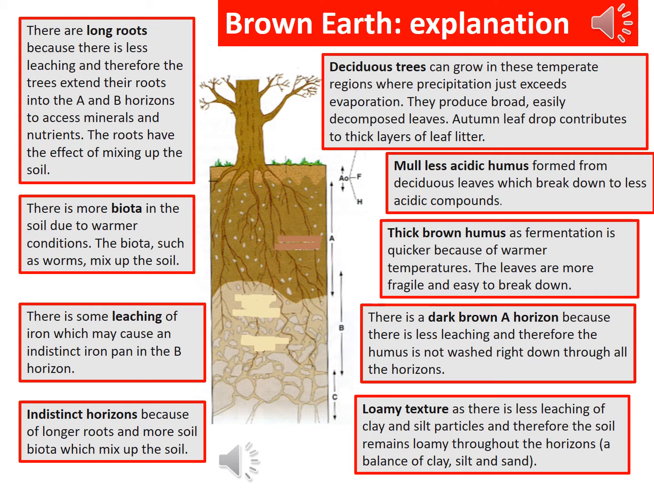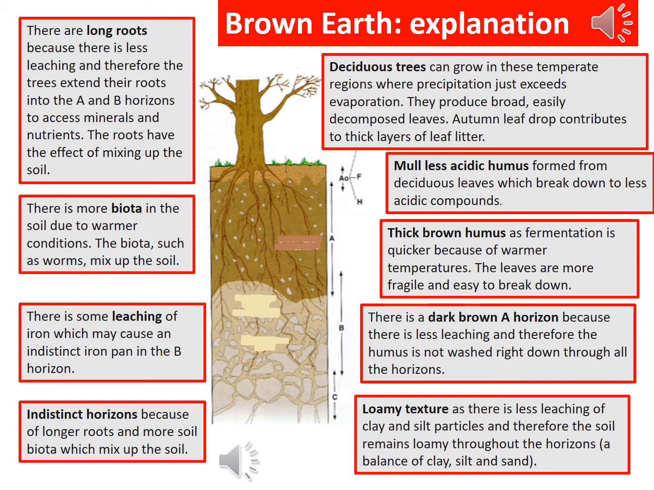Because of this, we get nice broad leaves which are easily decomposed. So in the autumn, when the leaves fall off the trees, we get a nice thick leaf litter. This will then link into the next one below. So we have a less acidic humus because we have these broad leaves. They break down easily into less acidic compounds. So that leads to the less acidic humus being mull.